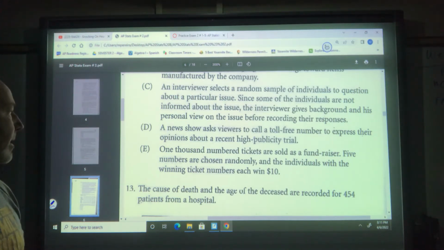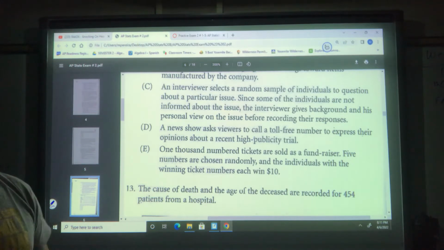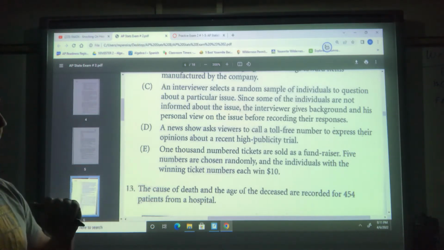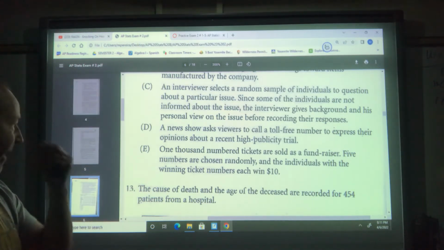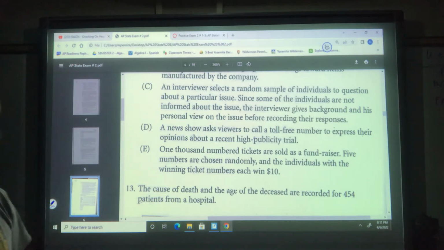1,000 numbered tickets are sold at a fundraiser. 5 numbers are randomly chosen from all of them, and the individual with the winning ticket each win $10. Everyone has an equal chance of winning. There's nothing going on there to create any kind of a bias, so E is the correct answer for that.